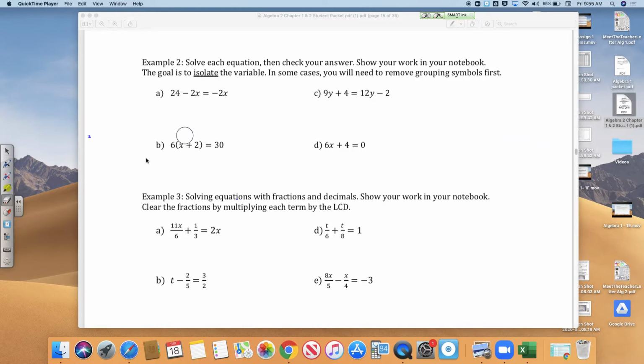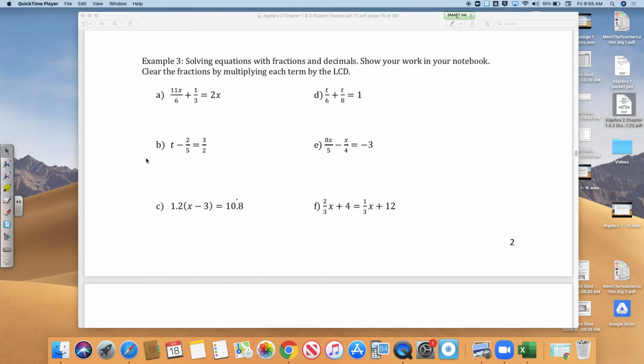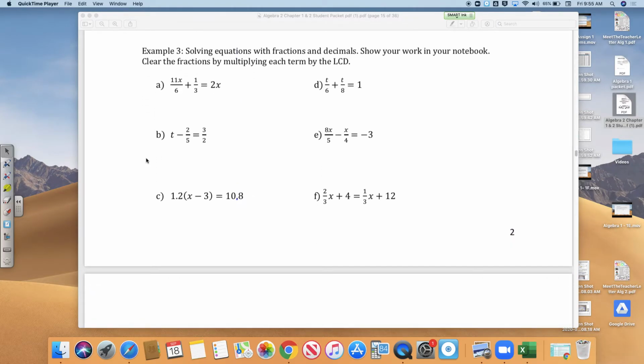If we scroll down and we try the next example together, in example 3, we have solving equations with fractions and decimals. So we're going to do a couple of these together, and I'm going to have you guys try a couple. The first one we're going to do together is letter A.